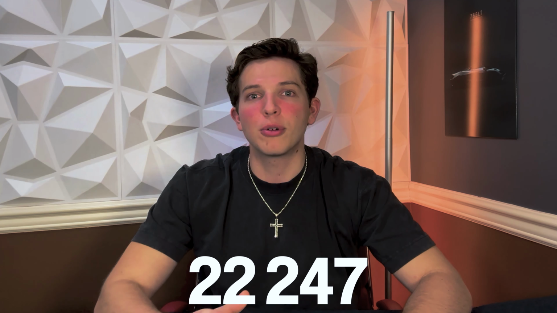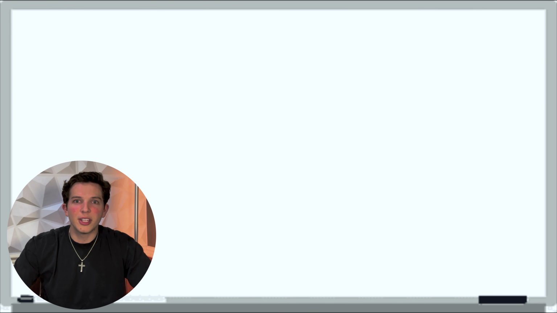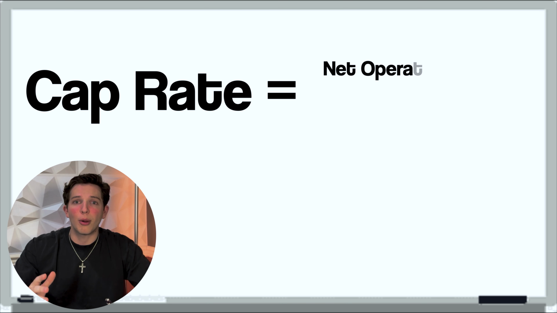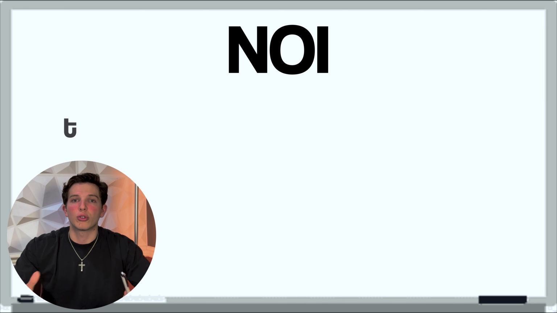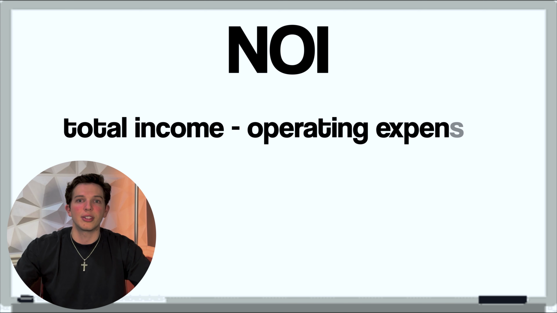Think of this as your property's report card. It shows how much income your property generates compared to its price, without worrying about loans or financing. The formula is simple. Cap rate equals net operating income divided by property value. Your NOI is your total income minus your operating expenses.